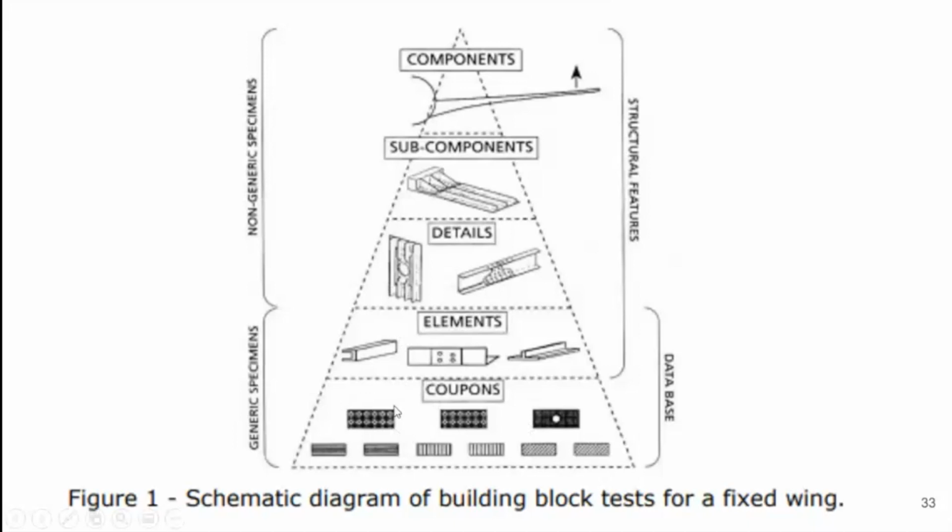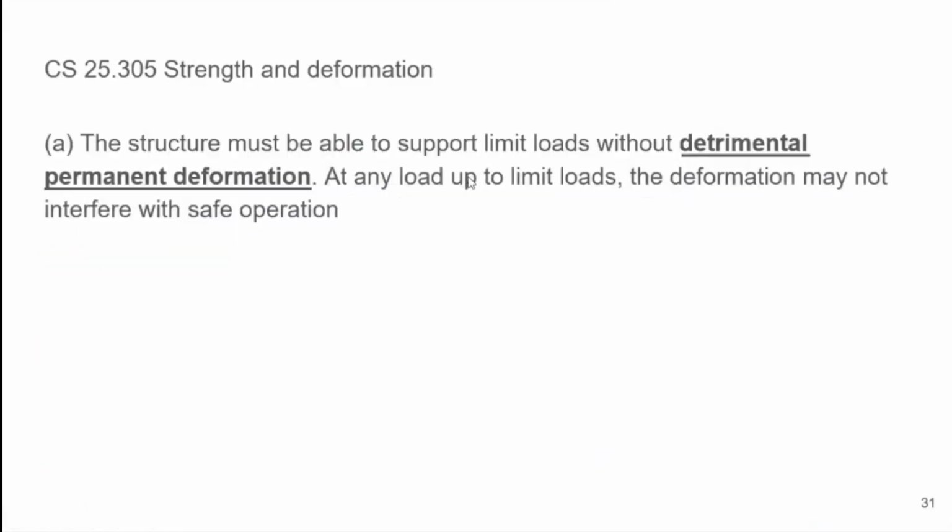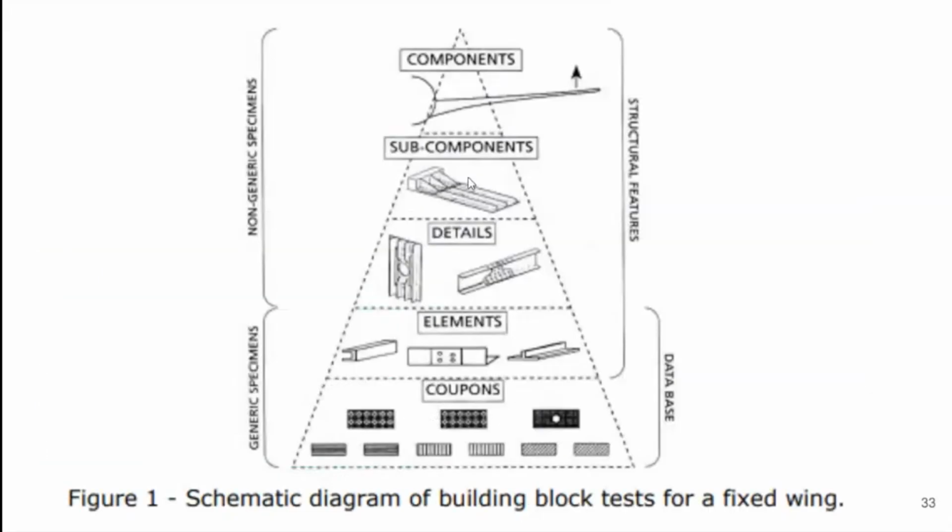Down here is where you develop your property. Tensile, shear, compression, bearing, everything is from here before you go to the next level, which is element and detail, and subcomponent and component. So we're talking about the requirement 25.305. We're talking about the structure, so you are already at least at the component level, higher in the pyramid. So imagine how many tests you have to go through before you go up to here. That's why for the 777, I was told during the visit they took 2 years just to get the material properties here, at the bottom of the pyramid.